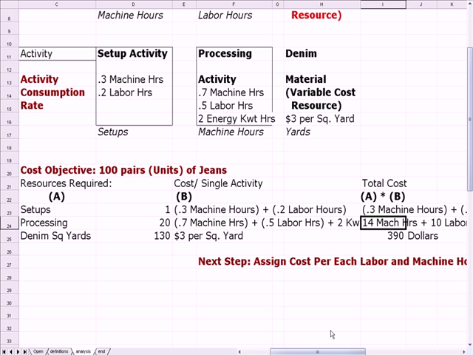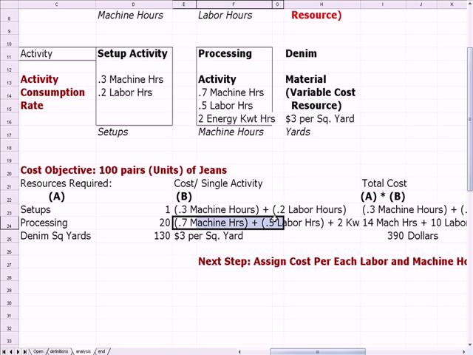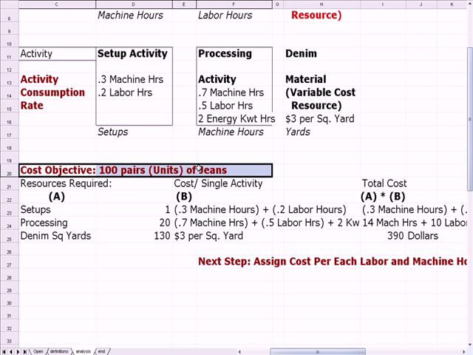I'd need, for the 100 pairs of jeans, 14 machine hours, 10 labor hours, and 40 kilowatt hours, because I'm taking the cost of a single activity, multiplying it by 20. And then finally, the denim in square yards, I need 130. For the 100 pairs of jeans, I multiply that by 3. 130 times 3, I get $390. So now I have the total cost for the cost objective, which is 100 pairs of jeans.